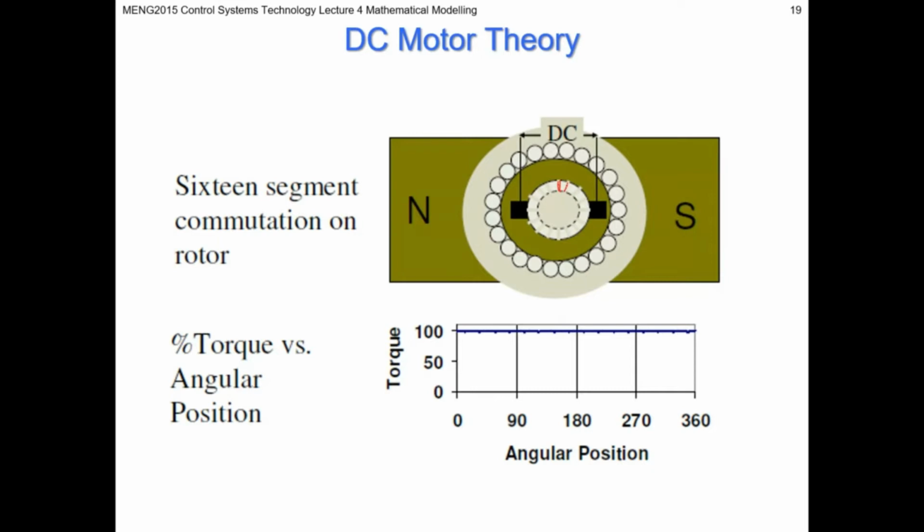This is a 16-segment one here. So I'm just showing where the boundaries for each commutator are. You're applying current and then switching the direction of that current to each of these wires in turn. Right now, let's say this is connected to this wire, and this one here connected to this wire. So right now, this one's going to have current going into the screen. This one's going to have current coming out of the screen.